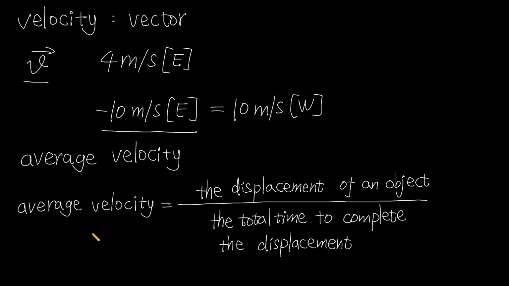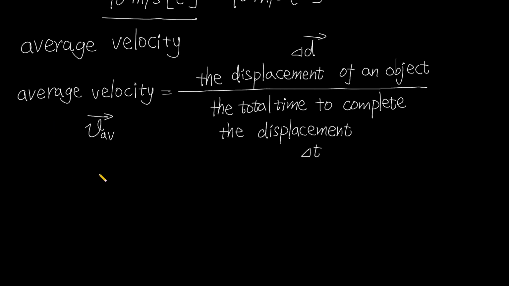Normally we use this symbol v to represent average velocity, and we use this delta d to represent the displacement, and we use delta t to represent the total time to complete the displacement. So that we get the formula. The average velocity equals the displacement divided by the time interval, by the time used to complete the displacement.